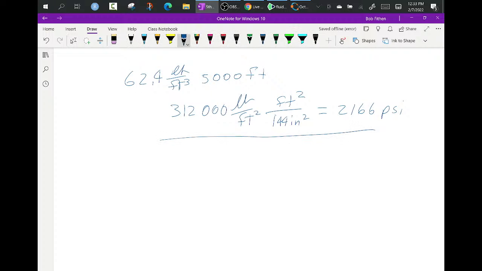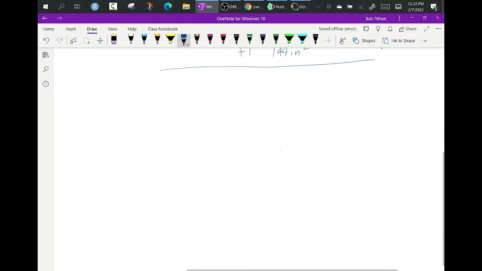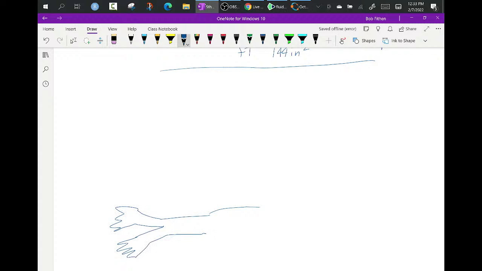Anybody a scuba diver? If you're a scuba diver, this concept is similar. So here you are. I'm not a great drawer. Here's your frog feet, and you're swimming along, but you've got these lungs that you have to breathe through. Now you're not swimming at that depth of 5,000 feet, but you're swimming, say, at 100 feet. 100 feet is pretty reasonable.